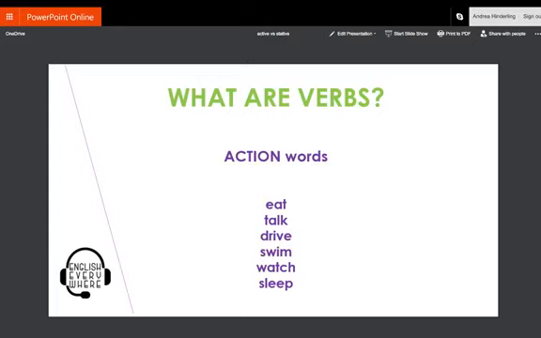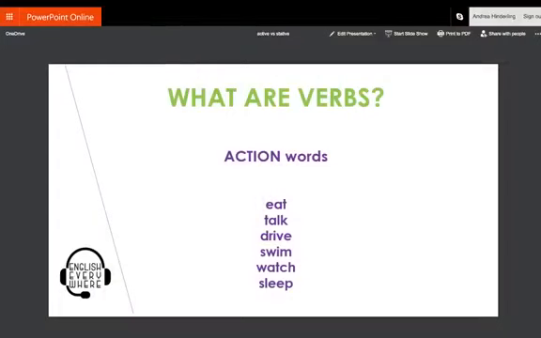And we know that verbs are action words, correct? For example, when we talk about nouns, we know that nouns are a person, a place, or a thing, correct? And we know that adjectives describe nouns. So verbs are actually action words. And if you look here, you'll see that we have a list of action words. We have eat, talk, drive, swim, watch, and sleep. So those are all verbs.